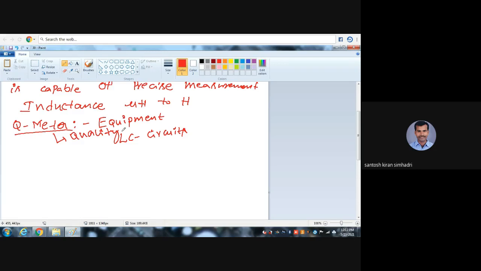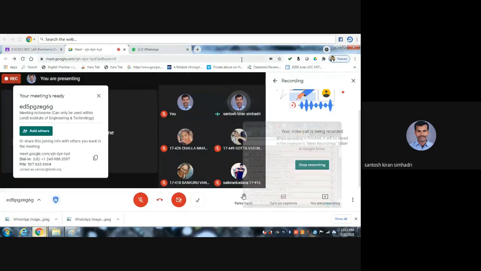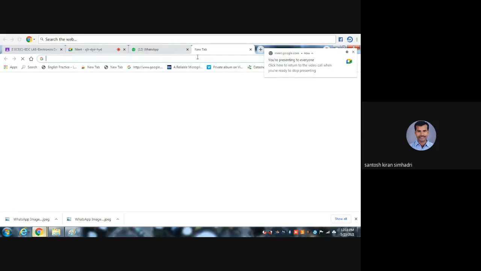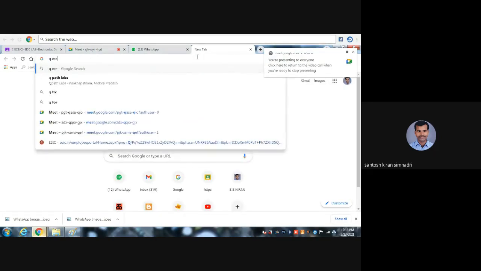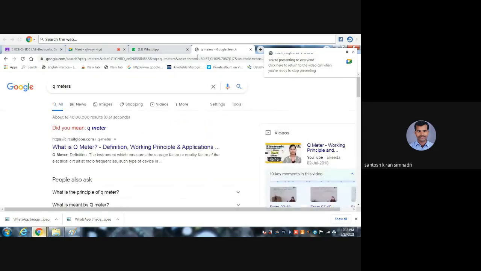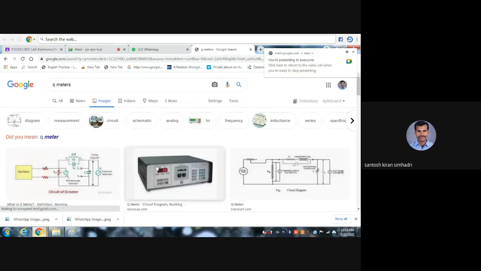There are some indicators also available. Just to go through it, I will show you what Q meters look like. Give me some time. See here, images of the Q meter. Yes, this is the Q meter.